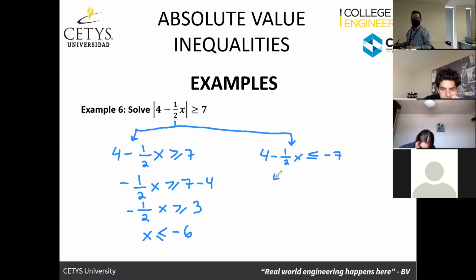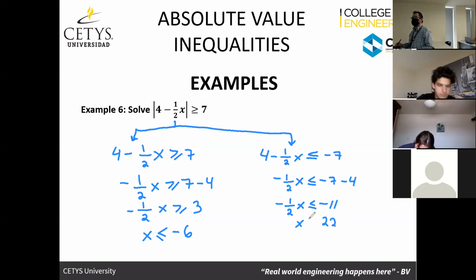Over here on this side, we're going to have minus 1/2 of x less than or equal to -7 minus 4, so minus 1/2 of x less than or equal to -11. We're going to multiply by the -2, and this is going to give us x is 22, but it's going to be larger than or equal to. So we have to remember about the sign changes.